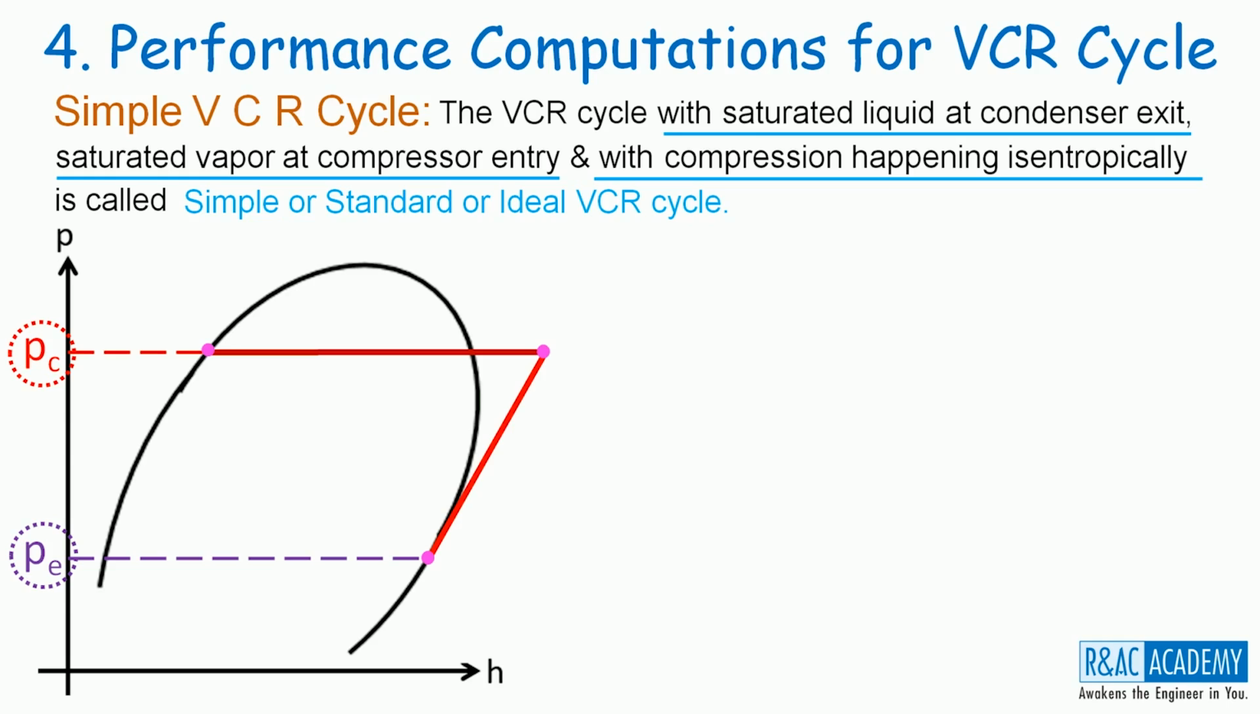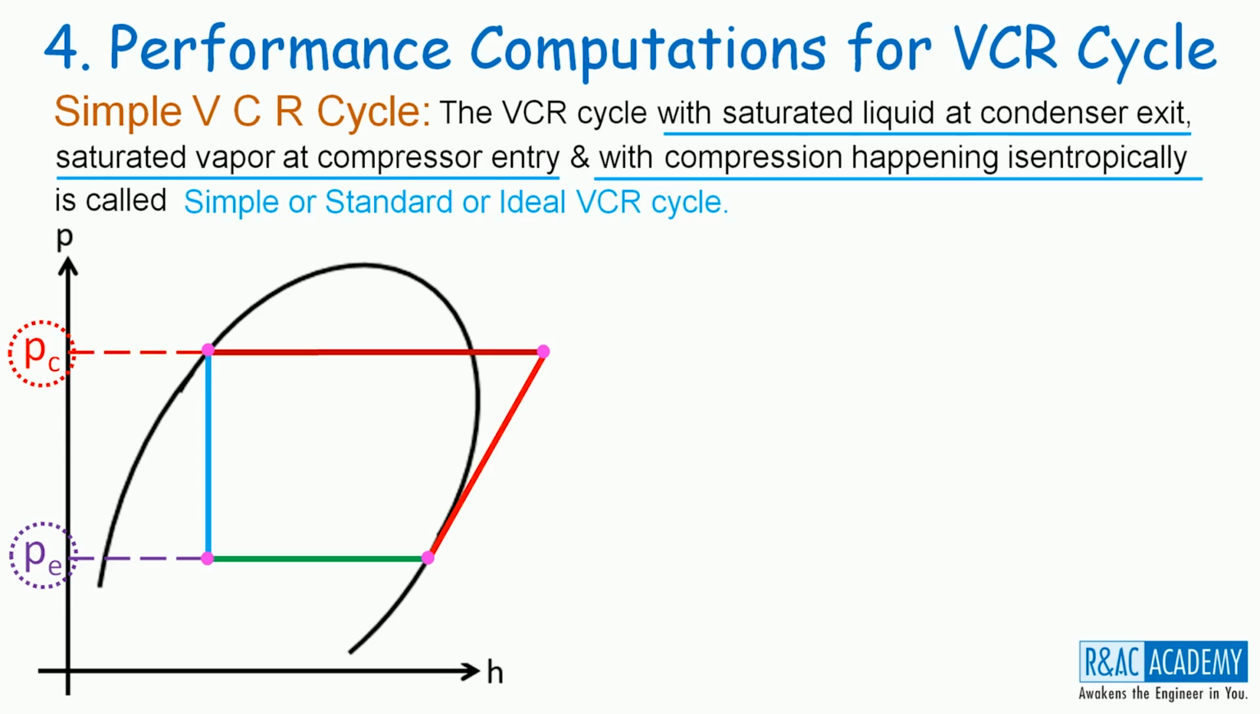After the condenser, the refrigerant will be flowing into the expansion device. In the expansion device, the refrigerant will be expanded following a constant enthalpy process. So, drop a vertical line until it intersects the PE line. That gives us the fourth state point. After the expansion device, the refrigerant will be entering the evaporator, where the refrigerant will be absorbing heat isobarically. So, draw a horizontal line and complete the cycle.